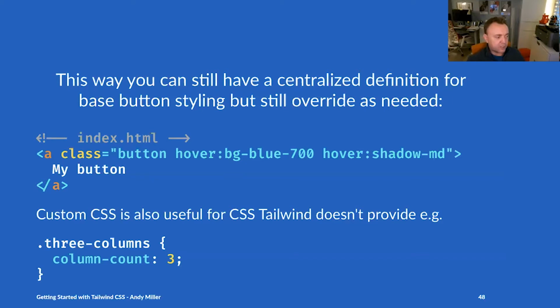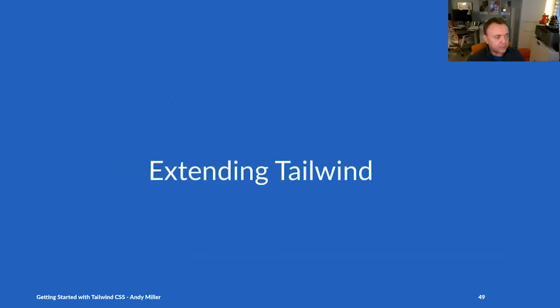And then like the last scenario is if you want to use custom CSS just with regular CSS. An example here is because Tailwind by default doesn't have CSS columns support. If you need to have a 3-column layout, it's just easy just to create a .3-columns class and say column count 3. And then you can just use that when you need it.